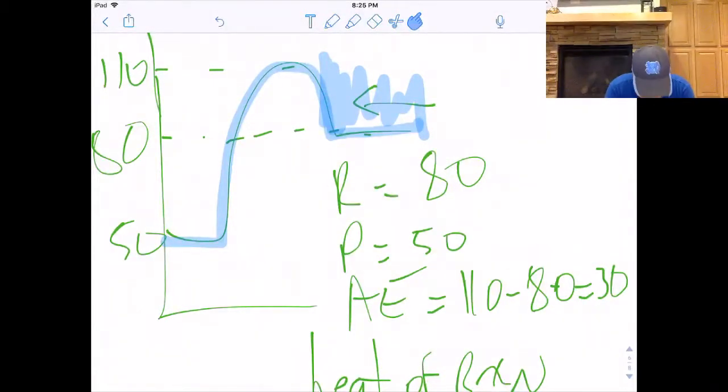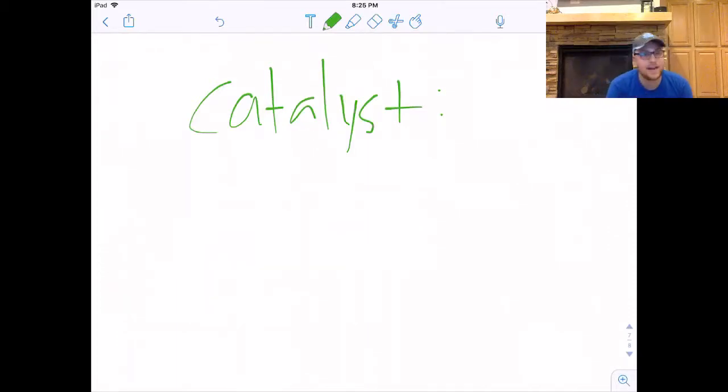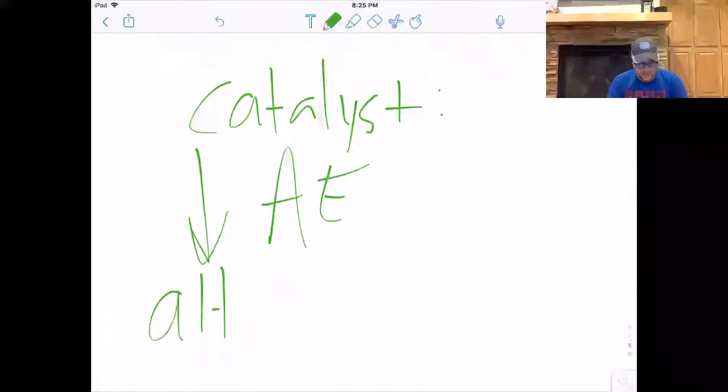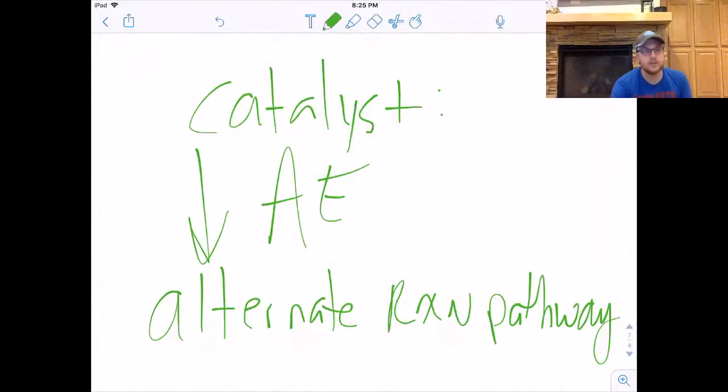Now, what does a catalyst do? What is the role of a catalyst? A catalyst will lower the activation energy by providing an alternate reaction pathway. And that's the language they like. It will provide an alternate path. It doesn't change where you start. It doesn't change where you end. All it does is get you there in a different path.